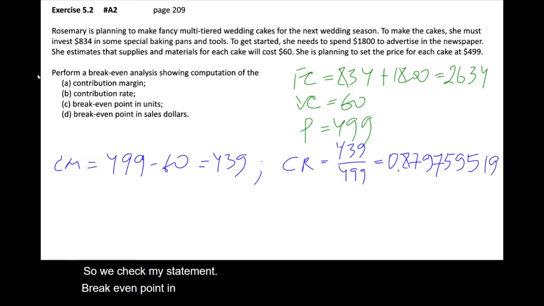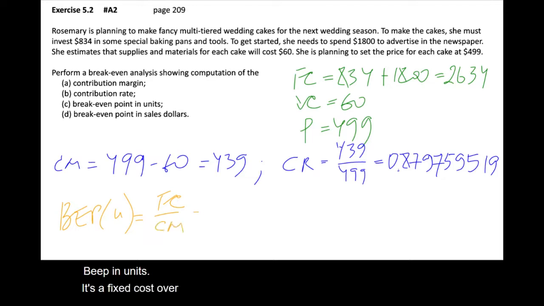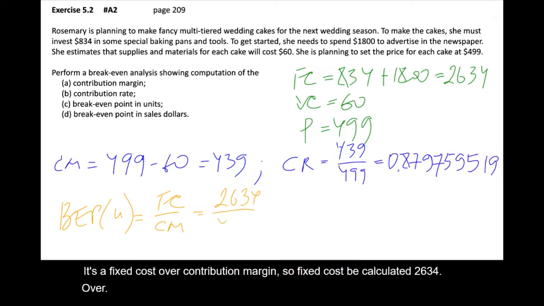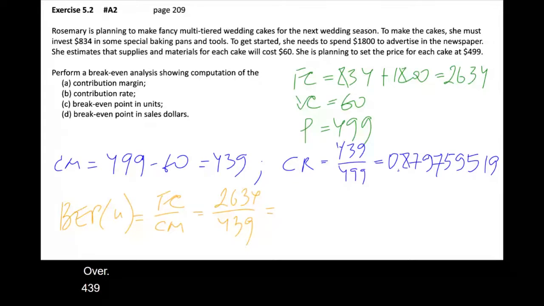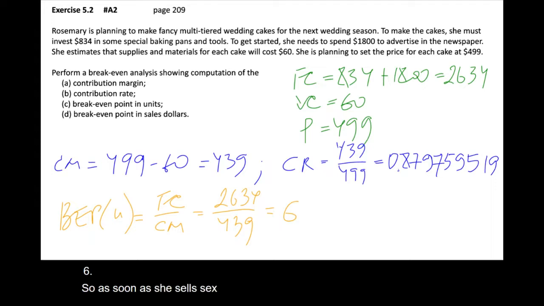Break-even point in units. So let me change color. BEP in units. It's fixed cost over contribution margin. So the fixed cost we calculated, 2634, over 439. Six. So as soon as she sells 6 cakes, she's going to cover all the expenses.